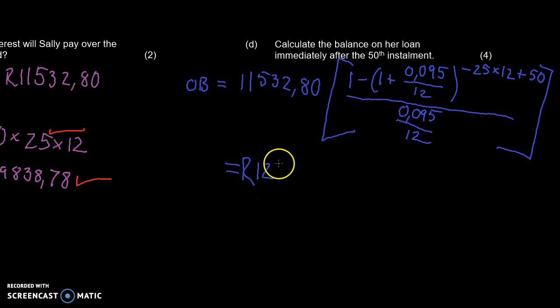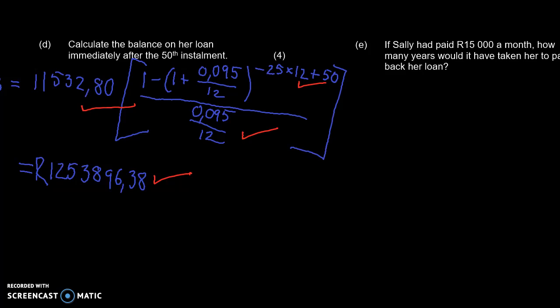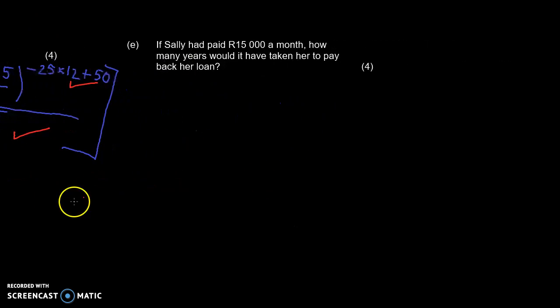So the answer was 1,253,896.38, and your mark allocations would have been there, there, and there, and down here as well. Most of the marks come into that calculation. And let's go back to purple. If Sally had paid 15,000 Rand a month, how many years would it have taken her to pay back her loan? So we need to know the number of years.